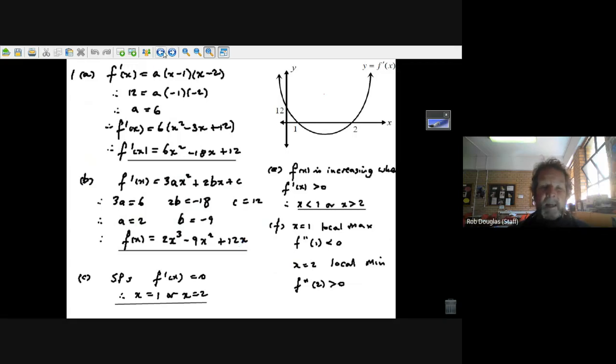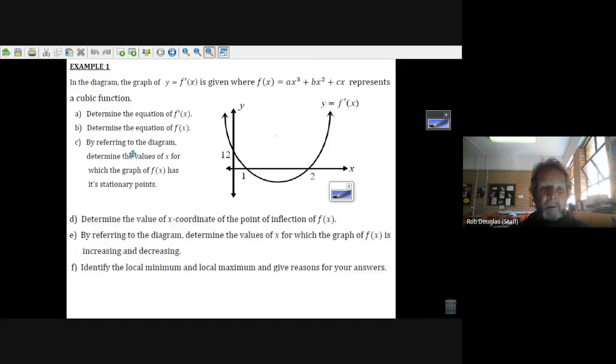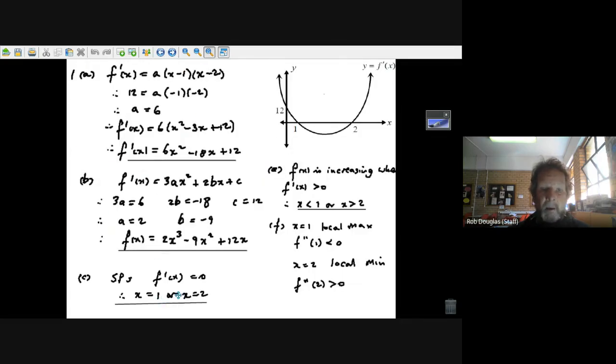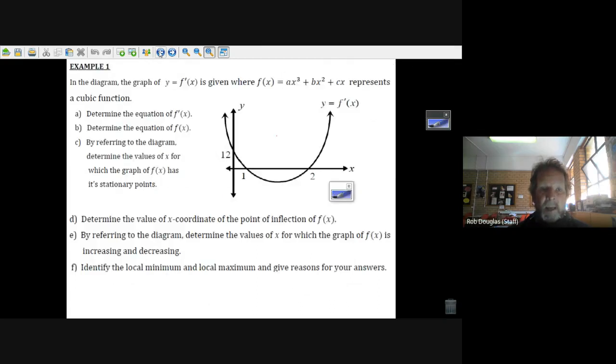The next question asked back here, by referring to the diagram, can you say which part of the graph of x, f of x, has stationary points? Which values of x make the stationary points? Well, it's where the gradient is 0. So the values must be 1 and 2. That's pretty straightforward. The next question says, by referring to the diagram, determine the values of x for which f of x is increasing or decreasing.